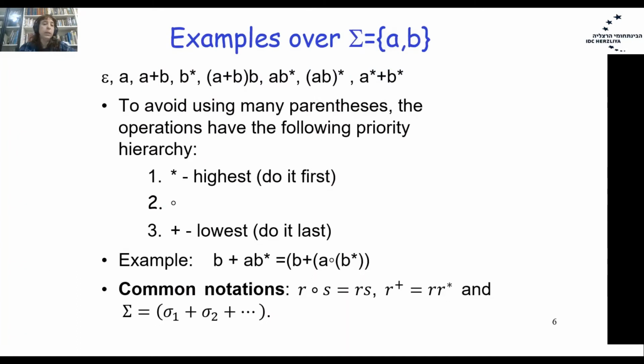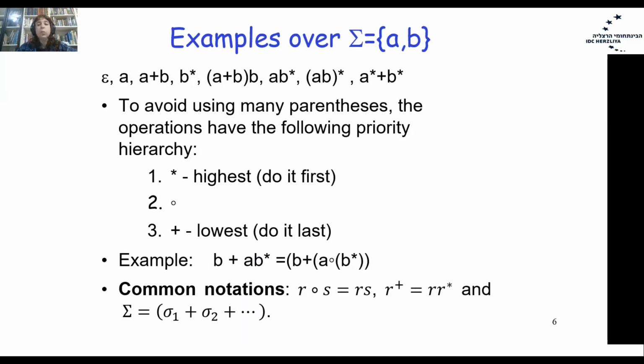Let's see some examples over the alphabet {a, b}. Epsilon is a regular expression, a is a regular expression, a or b is a regular expression, b star is a regular expression. (a or b) concatenation b is a regular expression. a concatenation b star is a regular expression. (ab) star, with parentheses, is a regular expression, and so on.